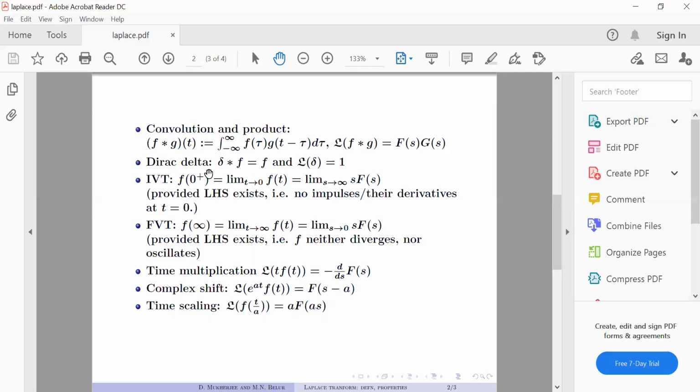Then there is something called the Dirac delta. Although this is called a function with an abuse of notation, this delta is not really a function, in the sense that when you think of a function, what you basically think is that there is a domain and there is a range.